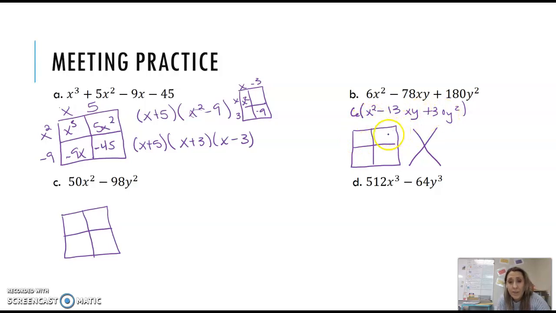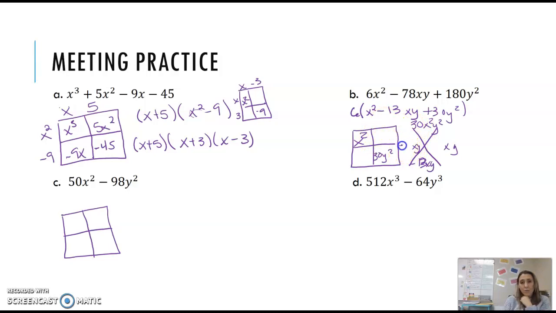Okay, no more greatest common factors, so I can just put in my x squared here. I want to put in my other one, so 30y squared. And then we need to put our middle term, which is negative 13xy. What goes on the sides goes here, xy. And then we multiply these two, and so I get 30x squared y squared.